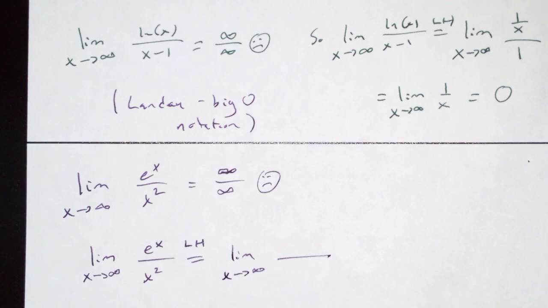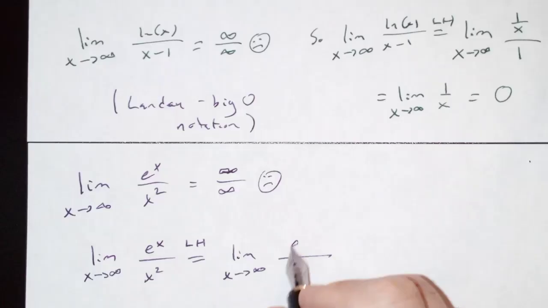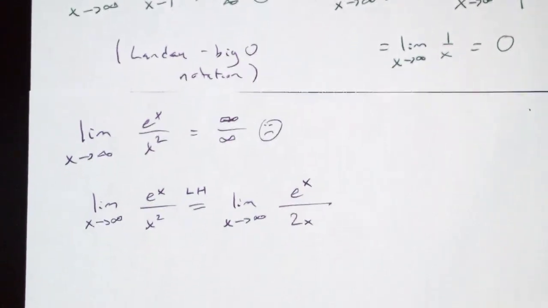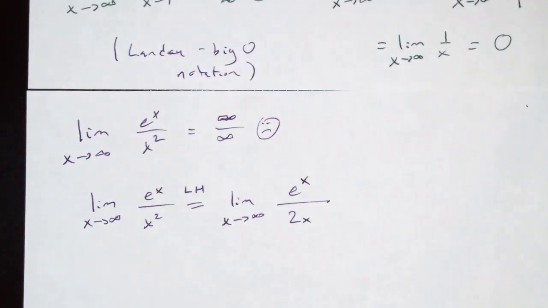What is the derivative of e to the x? Oh, good. What's the derivative of x squared? Houston, we have a problem. What's my problem? The top is still going to infinity, and now y equals 2x also goes to infinity. I did not change away from my indeterminate form. This is still indeterminate.